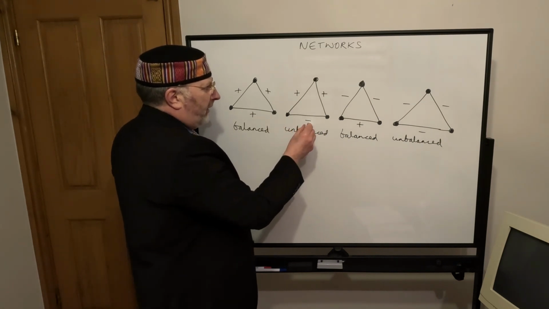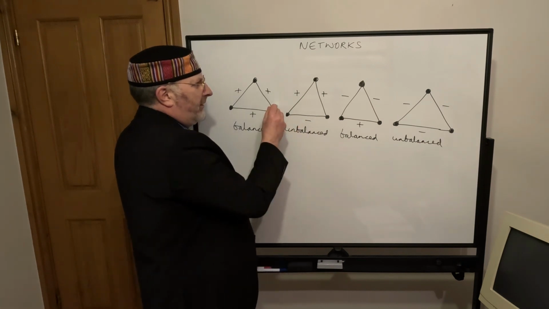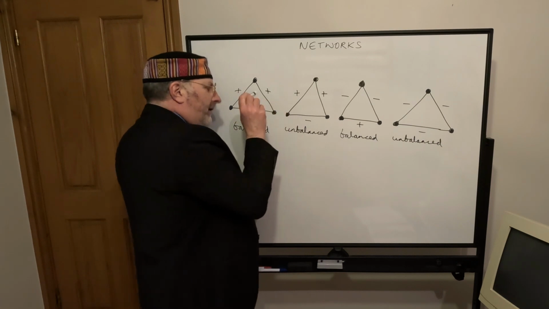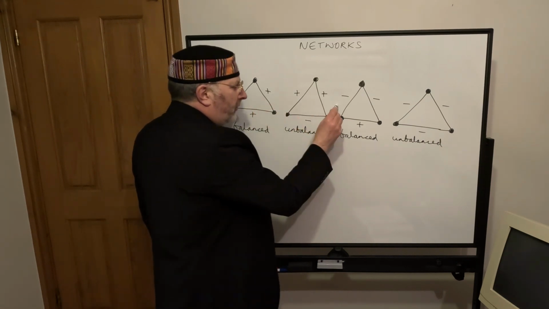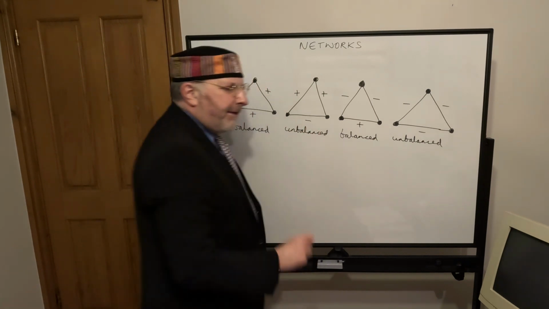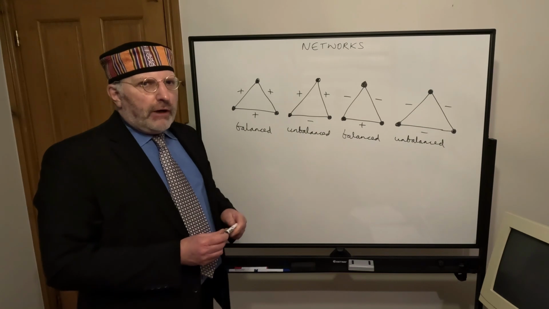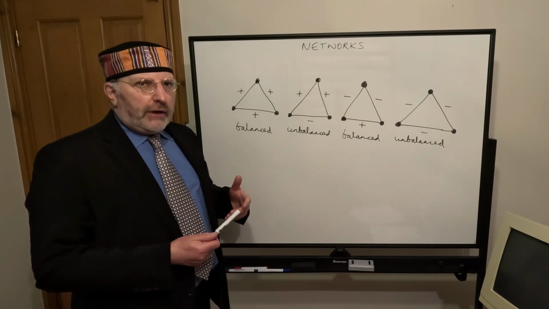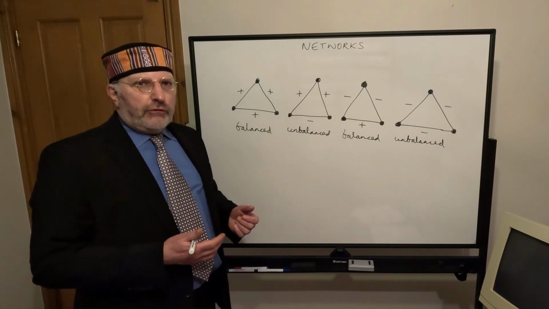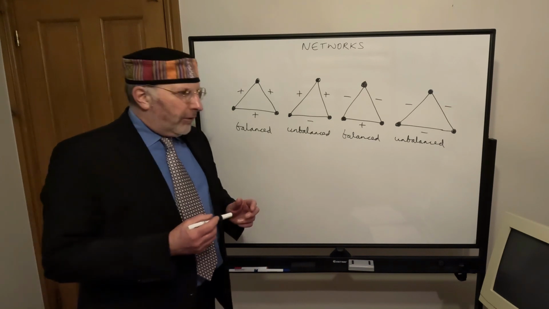The quickest way is just to count the number of minus signs. If it's an even number, 0 or 2, then it's balanced. If it's an odd number, 1 or 3, then it's unbalanced. And this idea of balanced and unbalanced triads has been used to study the evolution of the alliances between the various nations of Europe in the run-up to the First World War. So let's have a look at that.